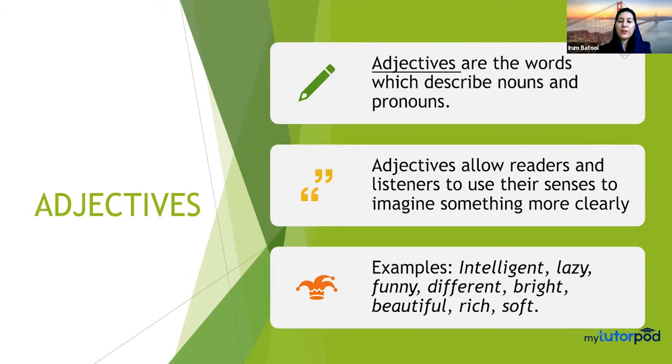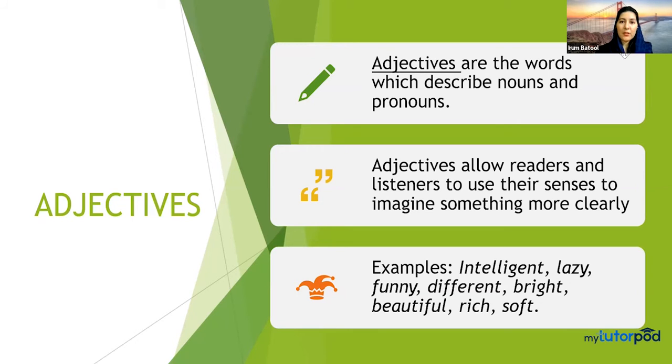Another part of speech that we're going to discuss now is adjectives. Adjectives are the words which describe nouns and pronouns. Adjectives allow readers and listeners to use their senses and imaginations to explain and elaborate on any particular noun or pronoun. This gives a clear idea about the noun or the pronoun.